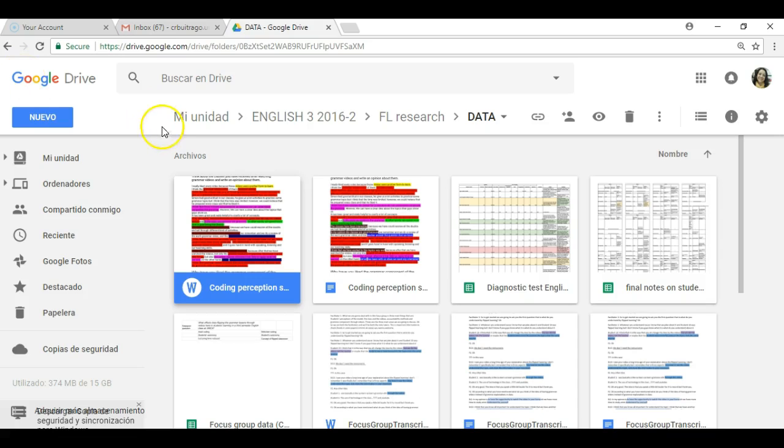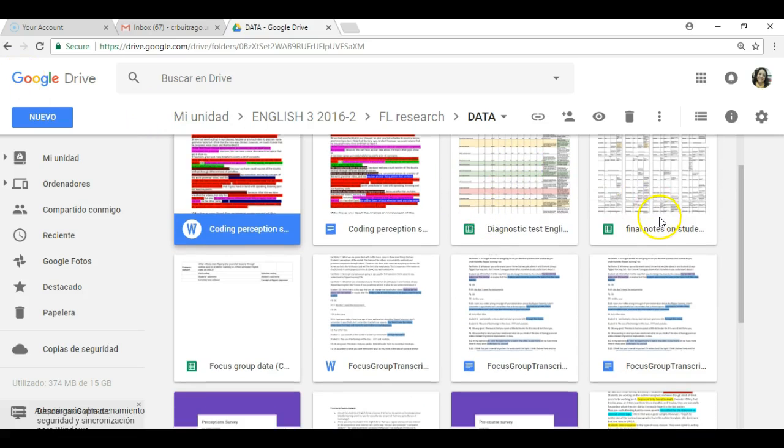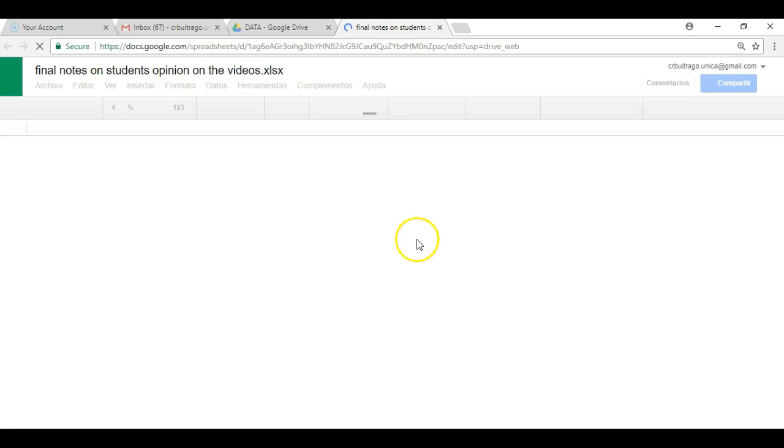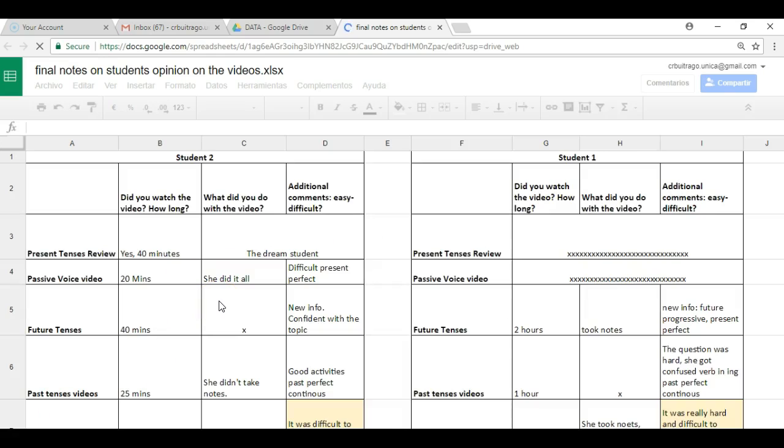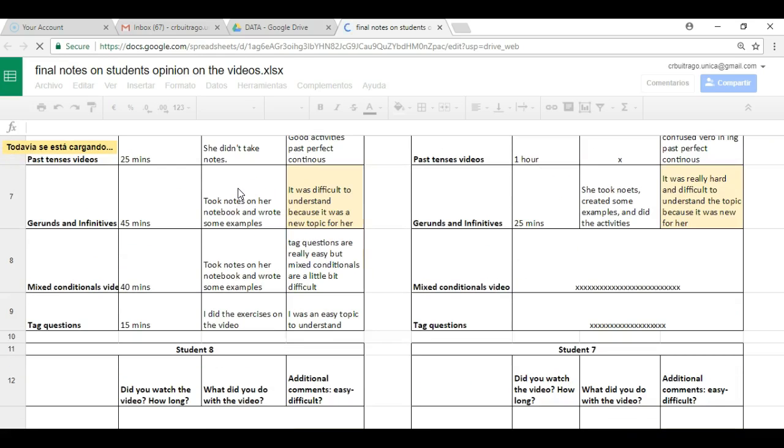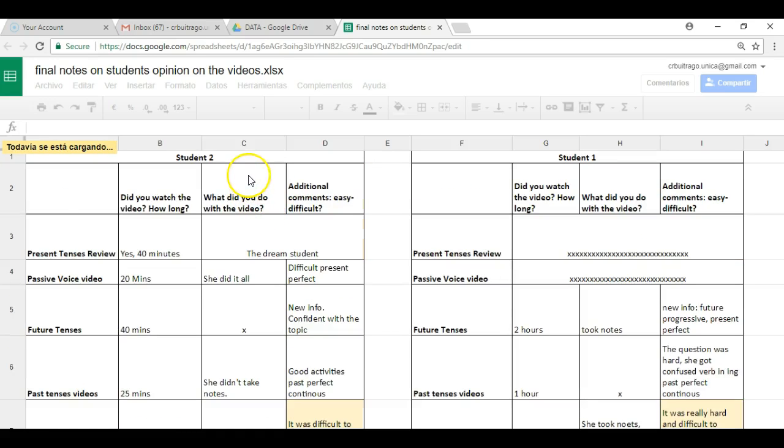But let's see. If we go to, for example, these field notes on students' perceptions of the video or opinions of the video, we are going to see some other information. I'm going to tell you a bit of a story of how this happened. We did this project together with Simon, so I was the head teacher of this class. And so I took notes because we were doing the flip.